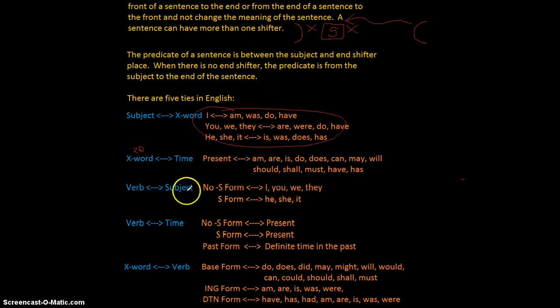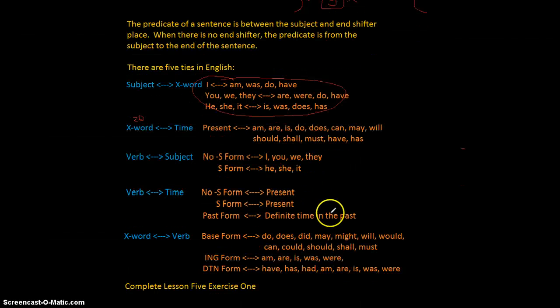Verbs and subjects can tie. Not all verbs, but the S form, for example, or no S form, ties with subjects like I, you, we, and they. And the S form ties with subjects like he, she, and it.